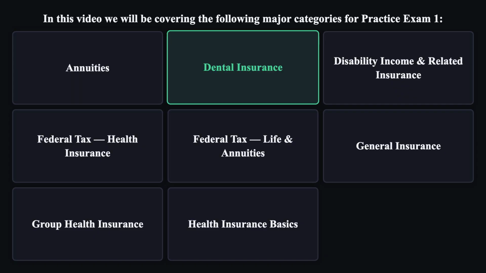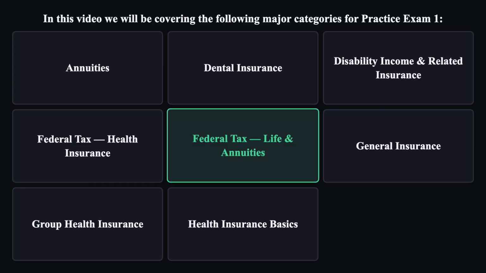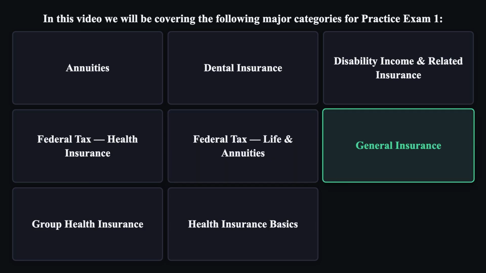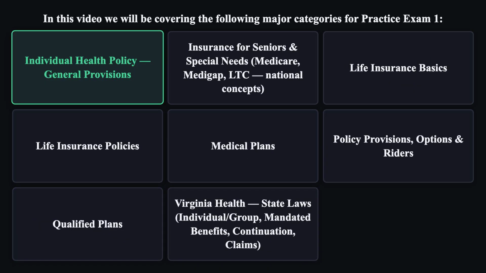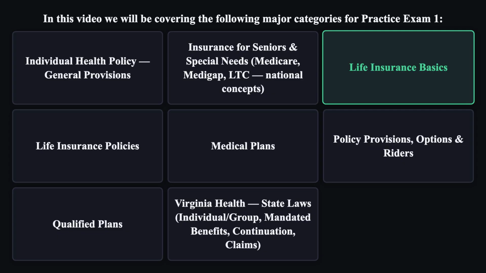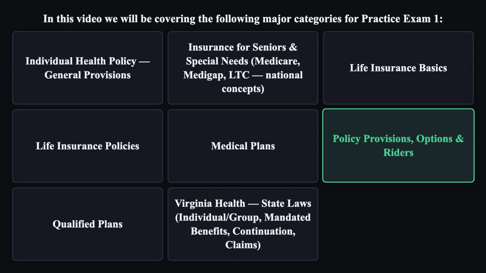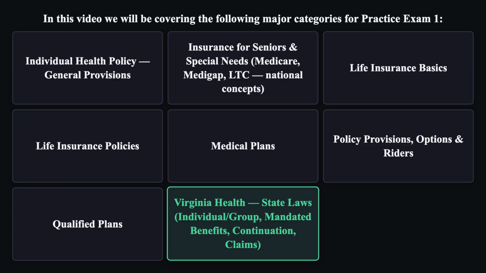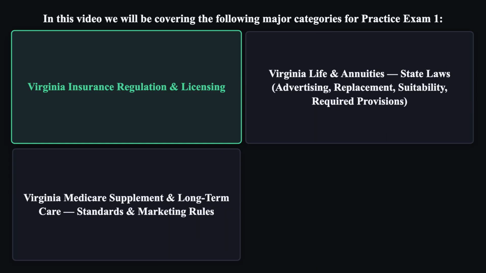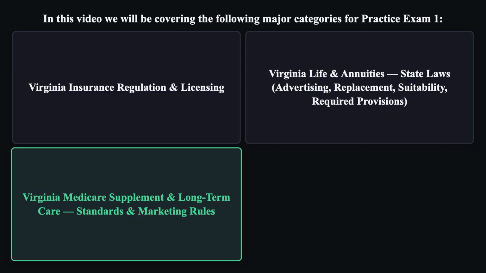Annuities, dental insurance, disability income and related insurance, federal tax, health insurance, federal tax, life and annuities, general insurance, group health insurance basics, individual health policy, general provisions, insurance for seniors and special needs, life insurance basics, life insurance policies, medical plans, policy provisions, options and riders, qualified plans, Virginia health state laws, Virginia insurance regulation and licensing, Virginia life and annuities, state laws, Virginia Medicare supplement and long-term care, standards and marketing rules.